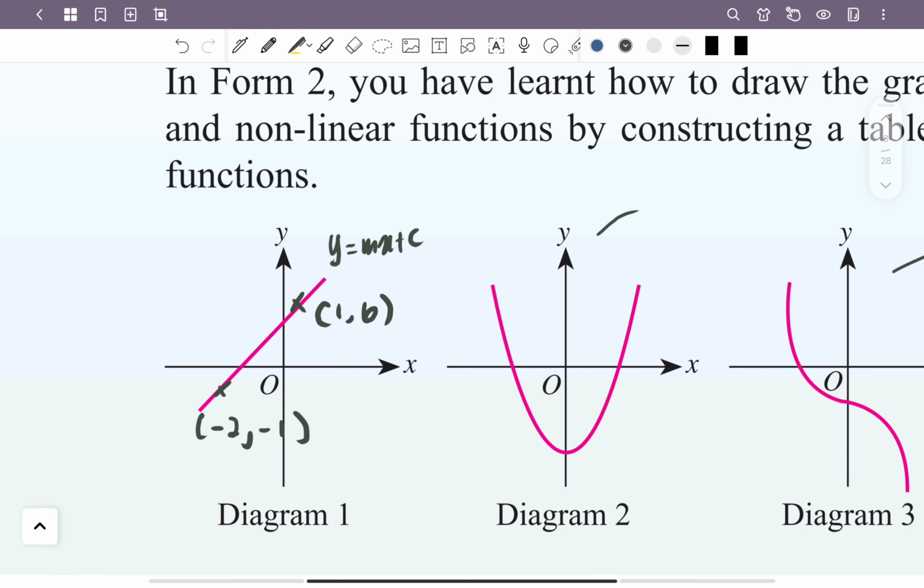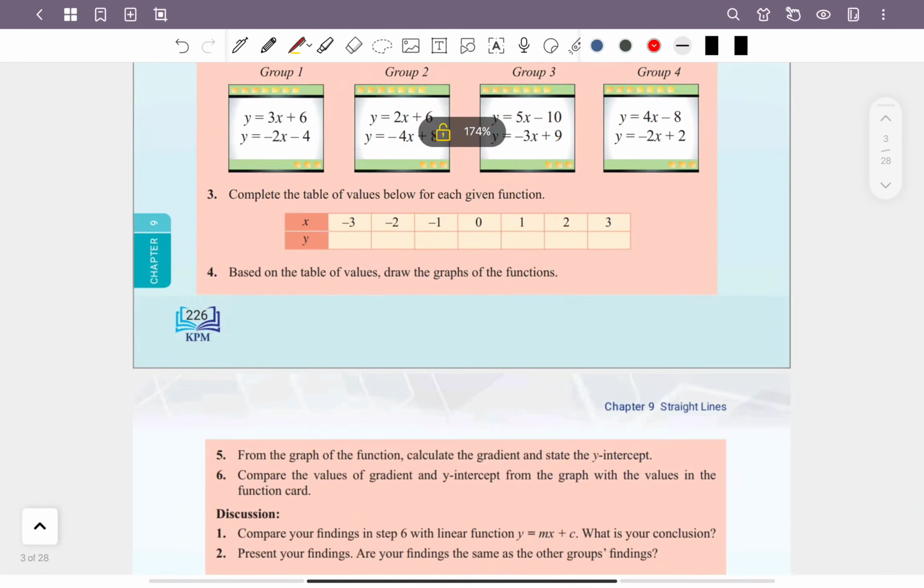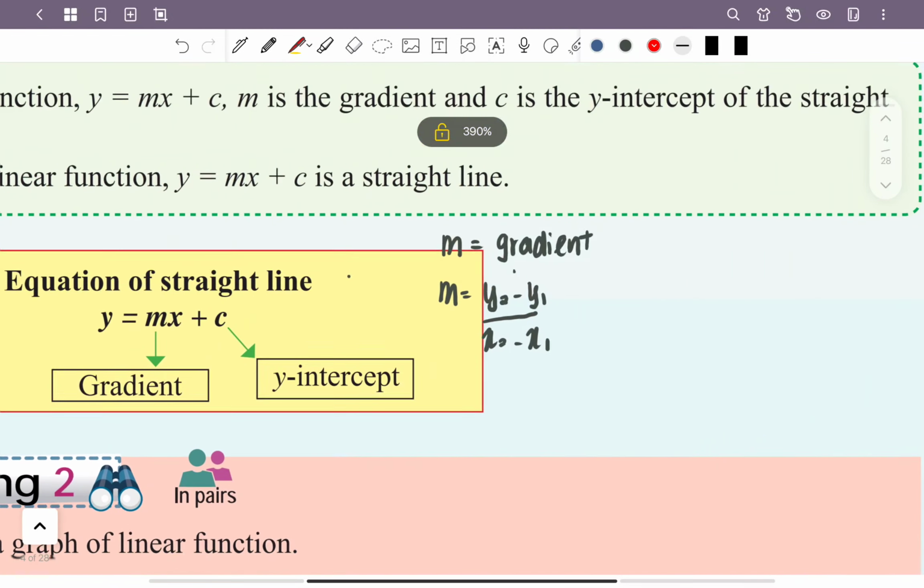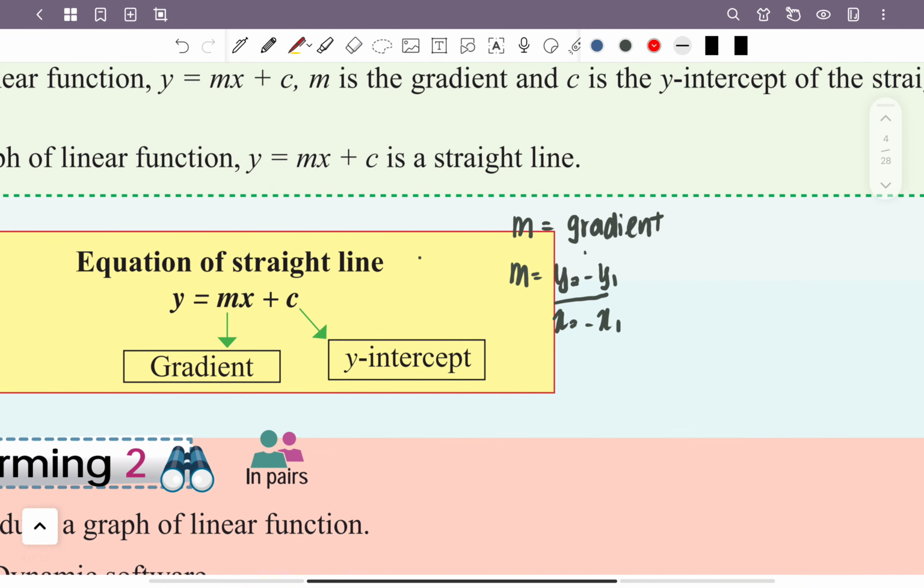If you want to use this as x1, y1, that's fine, and here as x2, y2, that's fine. Or if you want to use here as x1, y1, it would be x2, y2 there. Very simple. So that is how you find the gradient, and then you just substitute the values. As for c, c is the y-intercept. Usually you find the y-intercept after you have found the gradient.